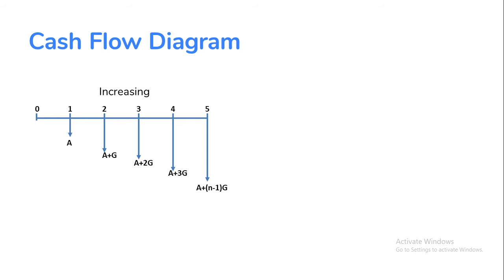In the case of increasing, as you noticed, in the first period we have a base amount A. In the second period, an amount G was added to the base amount, so it becomes A plus G. In the third year, another amount of G was added, so it becomes A plus 2G, and so on.